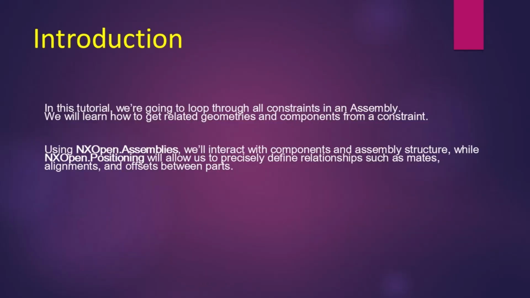In this tutorial, we're going to loop through all constraints in an assembly. We will learn how to get related geometries and components from a constraint. We'll interact with components and assembly structure with the NXOpen.Assemblies namespace, and the NXOpen.Positioning namespace will allow us to precisely define relationships such as mates, alignments, and offsets between parts.